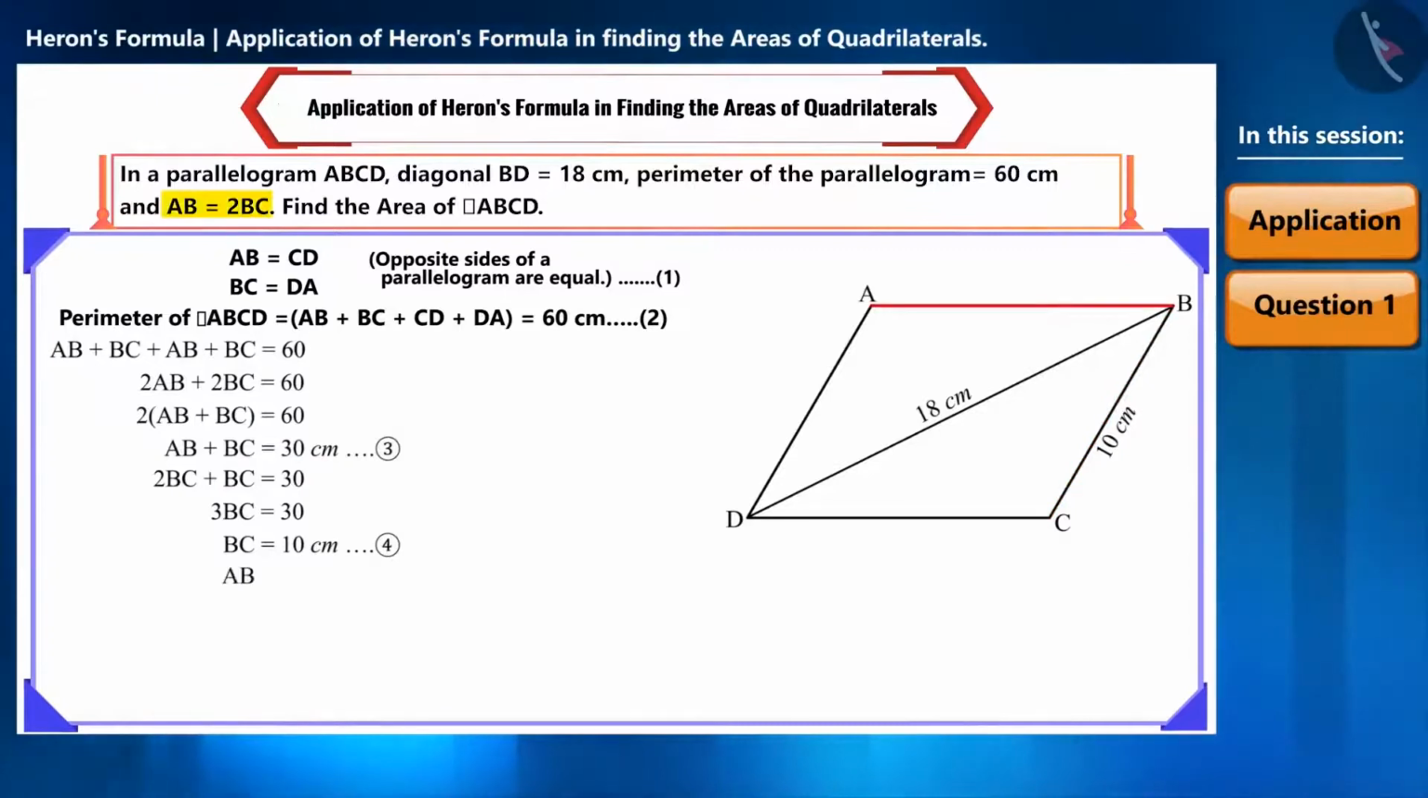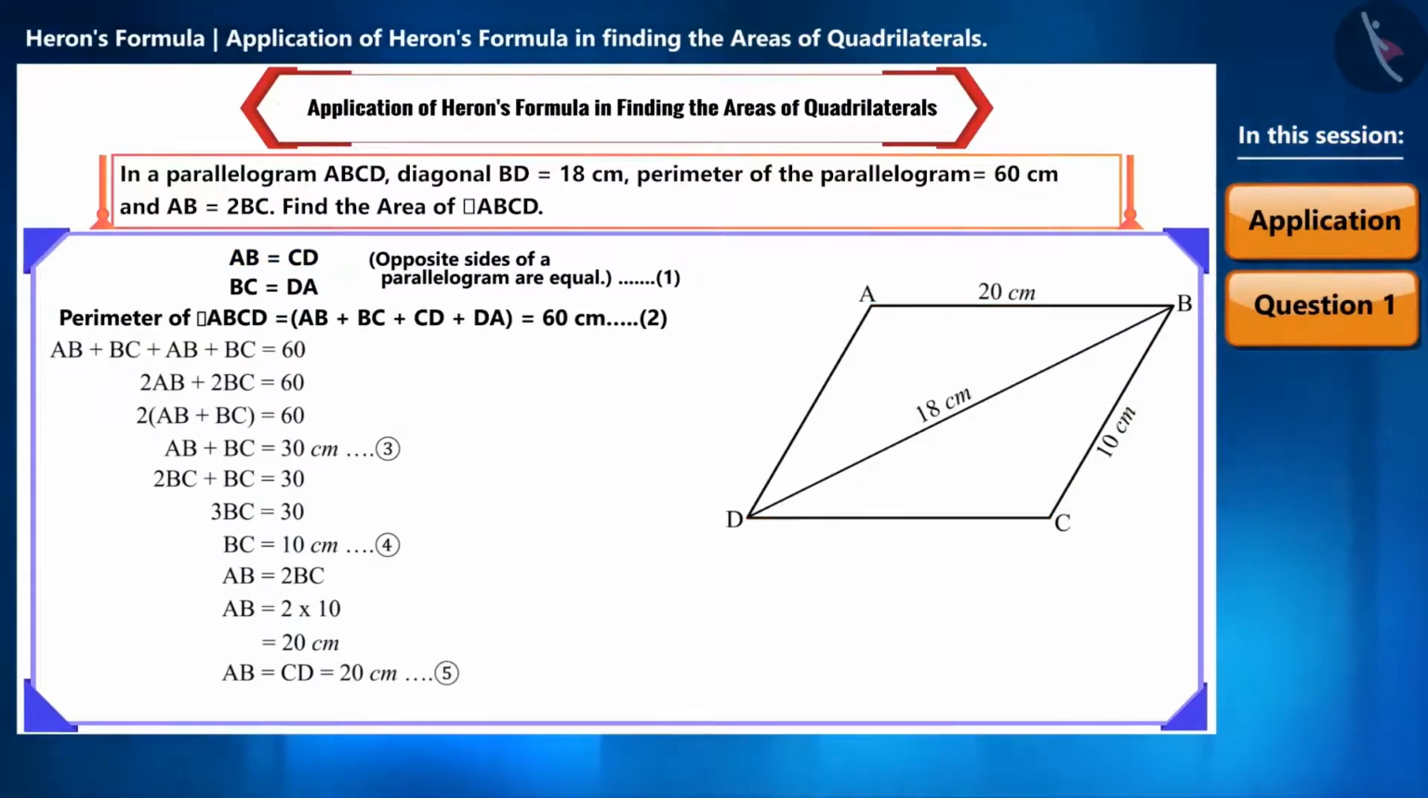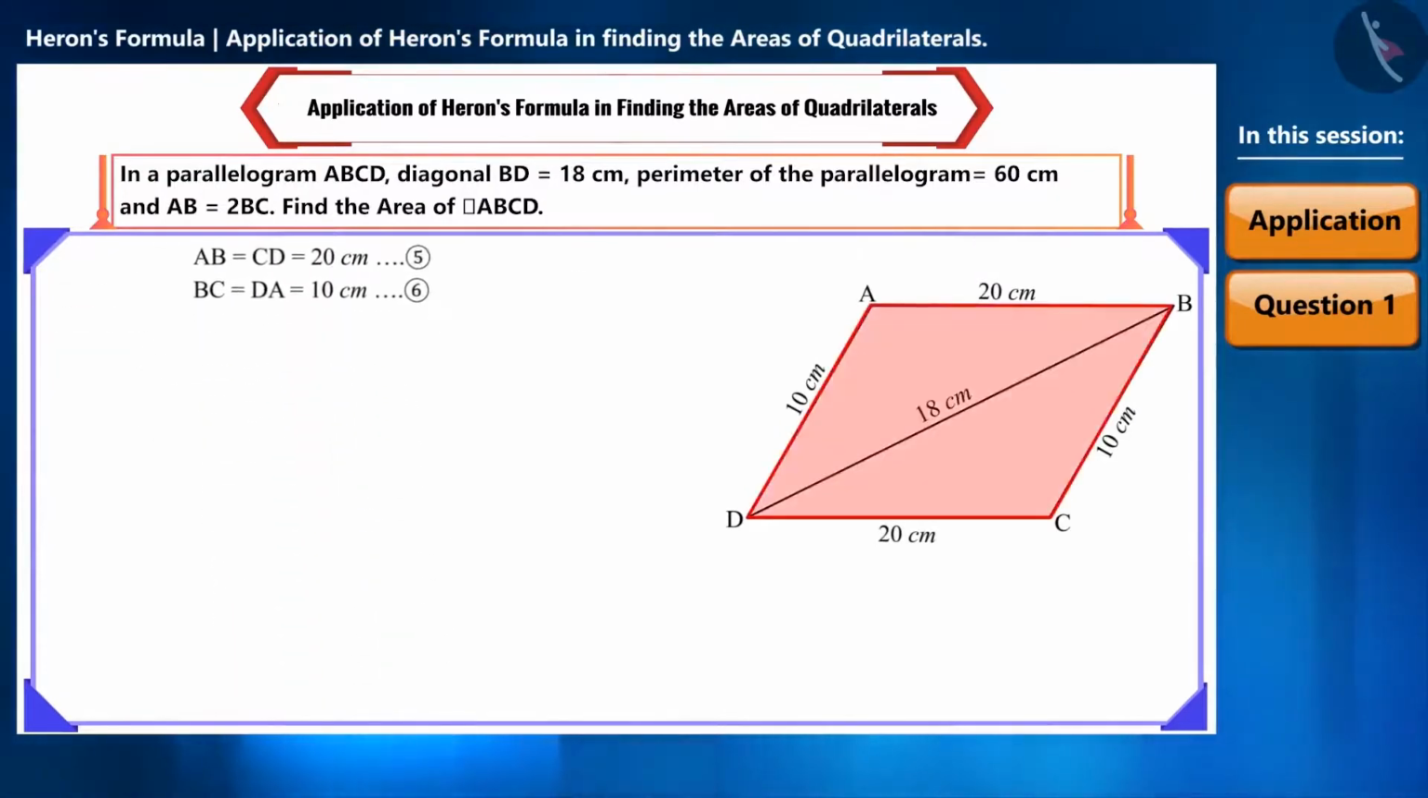Since AB is equal to 2BC, AB will be equal to 20 cm. Since AB is equal to CD, the measure of CD will also be 20 cm. And BC is equal to DA, hence DA will also be 10 cm. Now, we will find the area of this parallelogram.